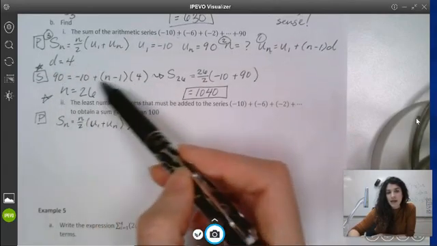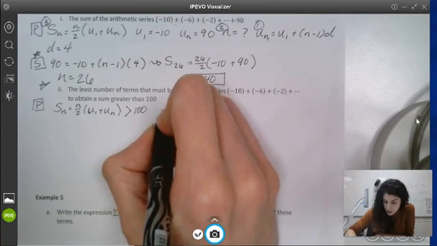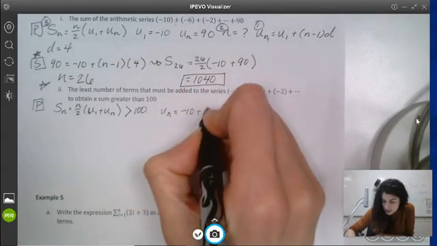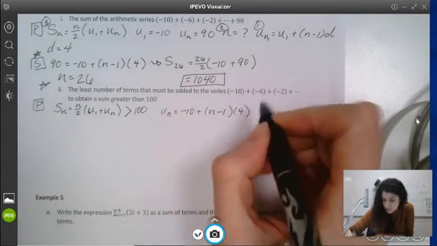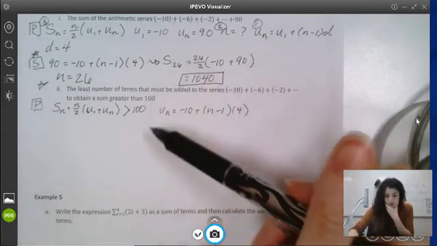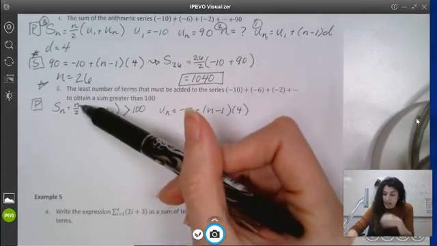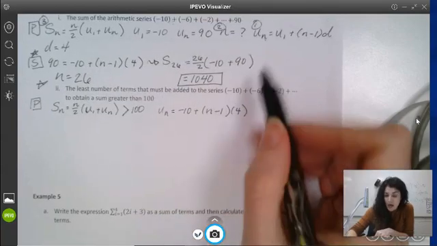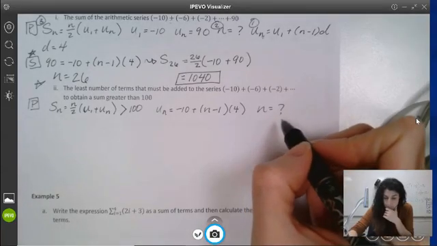Well, this is the exact same sequence as we had above, and we created an equation for that, but we'll rewrite some of it. We've got u sub n. We know that u sub 1 is negative 10 plus n minus 1 times our common difference, which is 4. We don't know what n is. We specifically want the least number of terms. We want to know how many terms, so we know that n is equal to question mark.